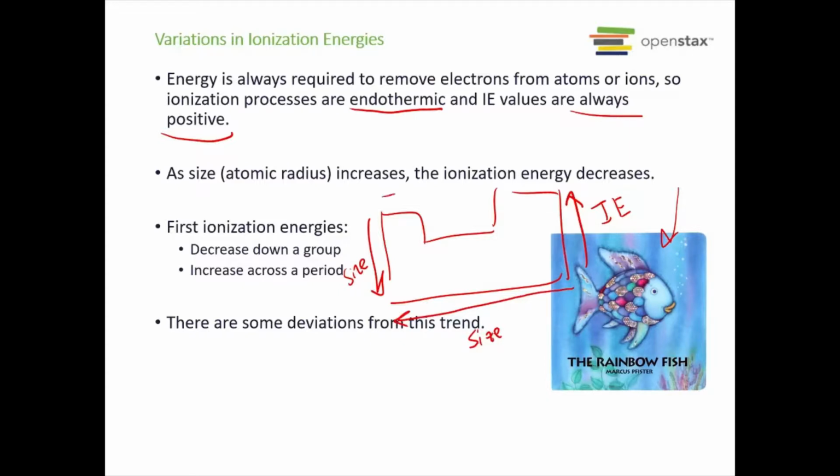So our ionization energy thus is going to increase going left to right, because now we're getting smaller going left to right, which means we have a higher effective nuclear charge, which means it's going to take more energy to pull those electrons off.